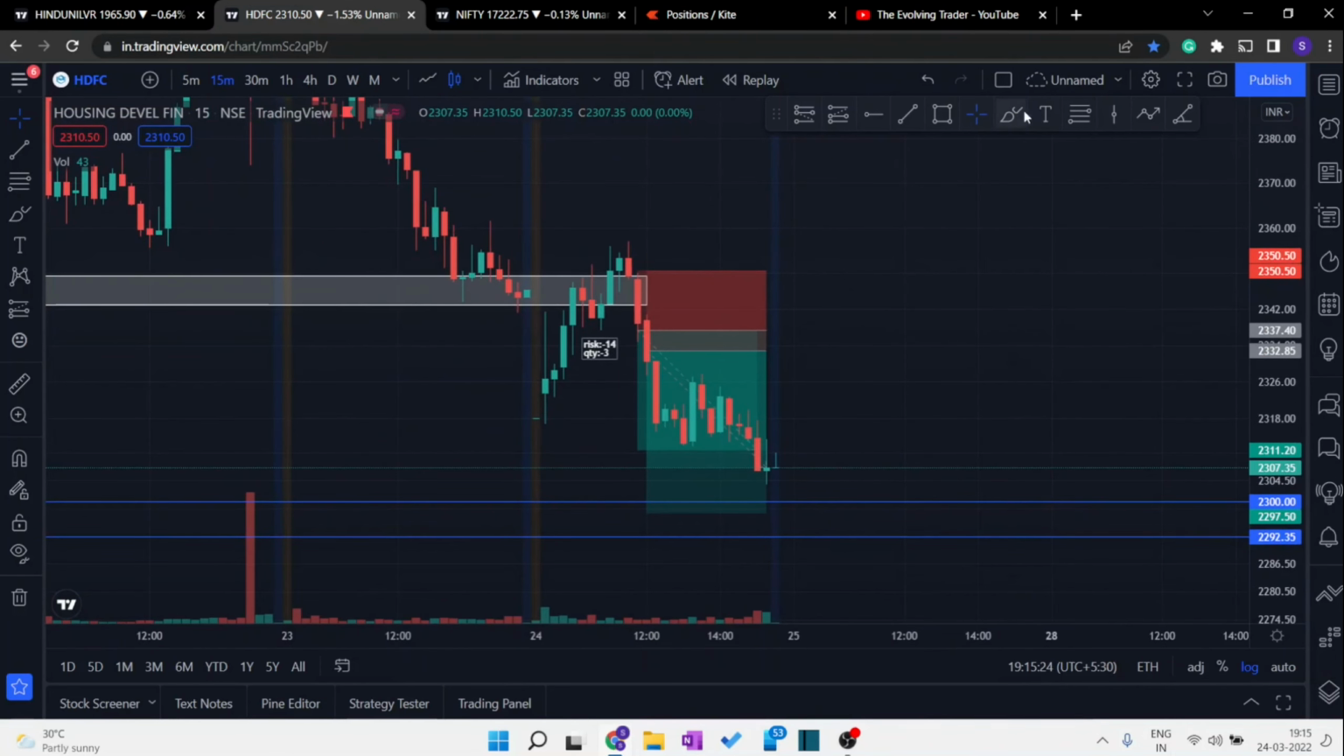So my entry was here, my stop loss was this candle high, and I was too lucky on this trade. As I saw it was going up, I removed my order, cancelled my order, and I was just watching the market. I left it here and it turned red, and I never knew it hit my buying order and hit my stop loss for the first time.